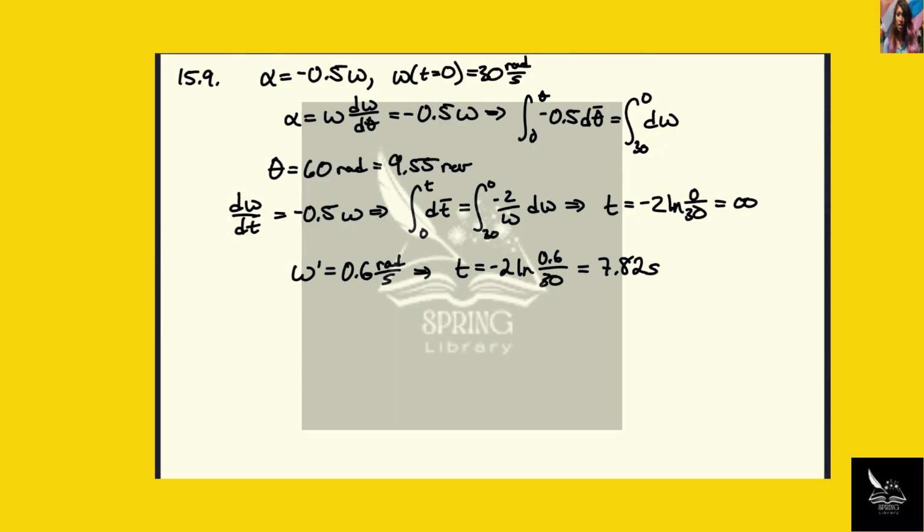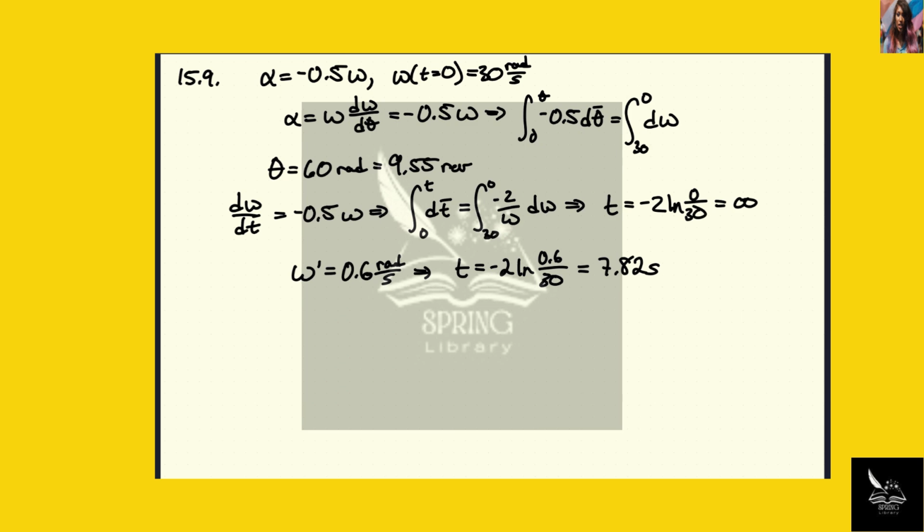And we're given a relationship between the angular acceleration of a shaft and the angular velocity. That is, the angular acceleration is minus 1/2 the angular velocity. And we're told that at t equals 0, the angular velocity is 30 radians per second.